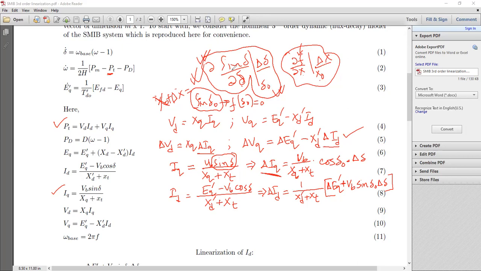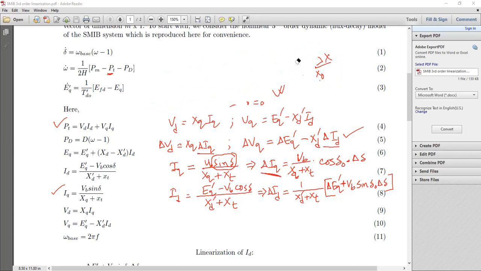Okay. Any other question? Because we will now quickly move on with the remaining part of the linearization. If not, then let me erase this and let me move on.